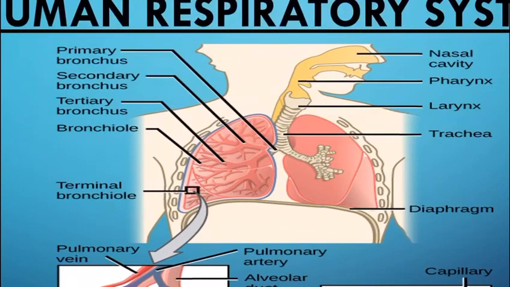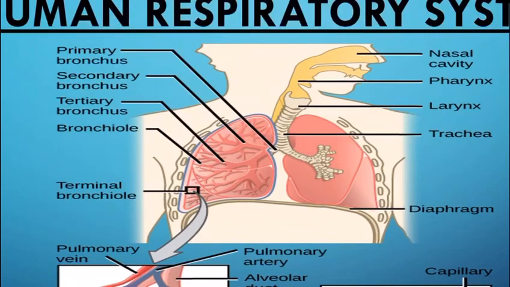Inside the lung, it further divides into branches called secondary bronchi, and these continue to divide inside the lungs into smaller bronchi called bronchioles. This continuous branching of the bronchioles ends in the air sacs, the pouches, and these are overall called alveoli, from where the gases diffuse out.